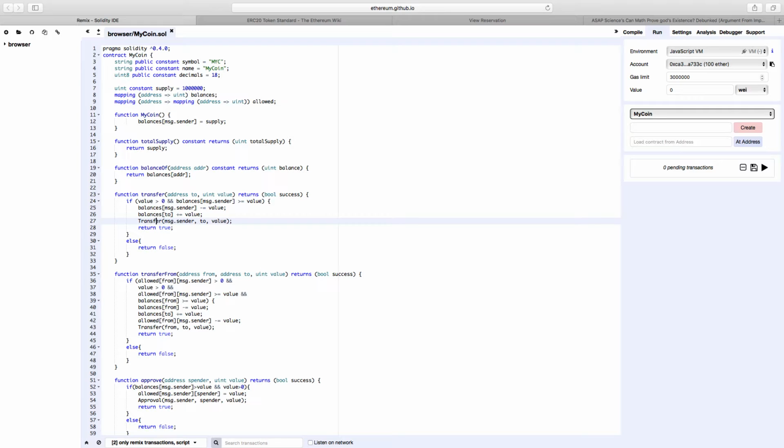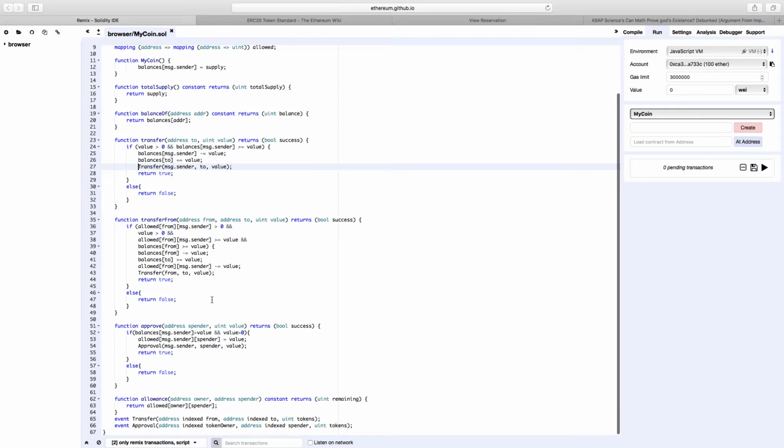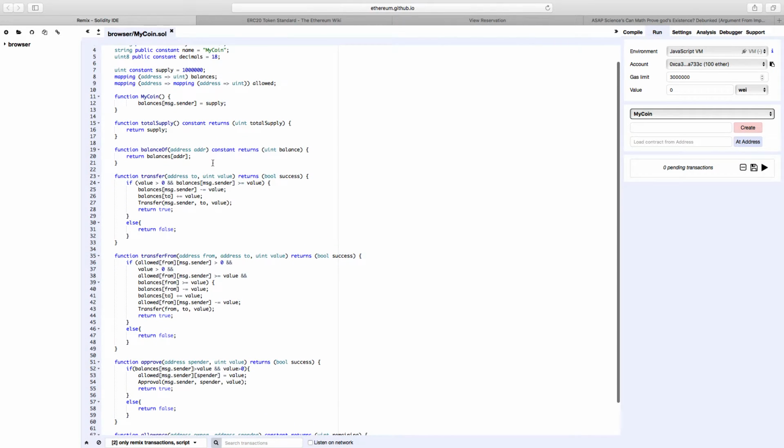logged on the Ethereum blockchain. And for that, we need to call the transfer event, and we have declared the transfer event here already. What the transfer event does is it takes two addresses, the sender address and the receiver address, and the value, and then it logs this information in the Ethereum blockchain that the sender sent this amount to the receiver.